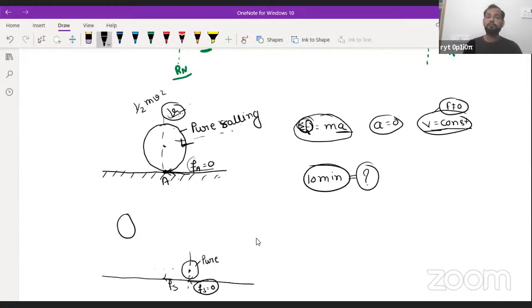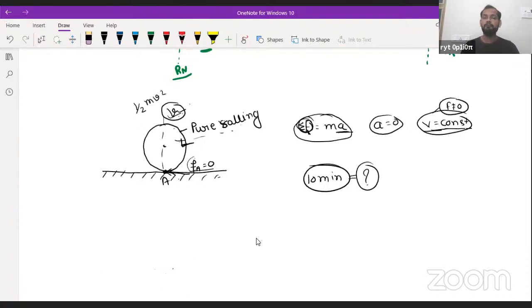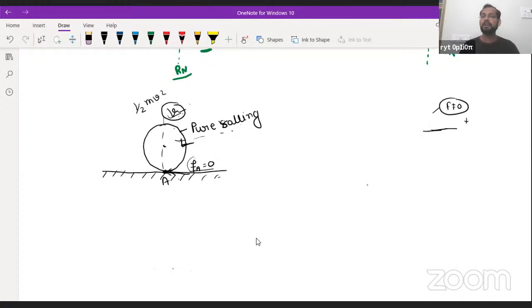Fine. So if we are interested to calculate the magnitude of rolling friction, in analogy with sliding friction, what is the formula of rolling resistance? Actually there are two concepts. The rolling resistance is defined in two ways. The first one is mu r into N.